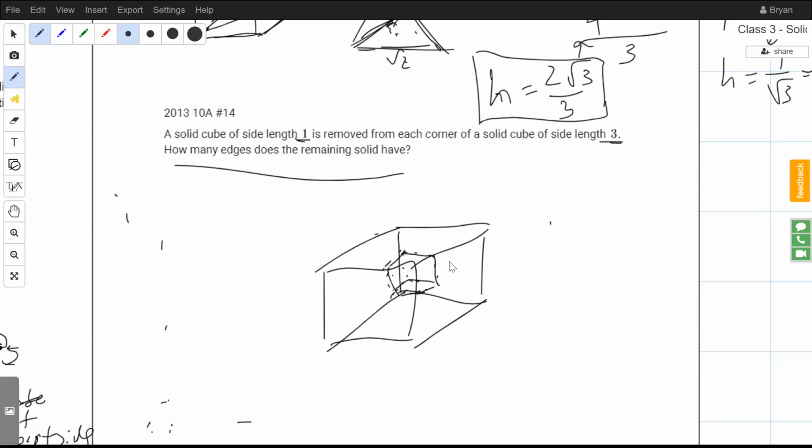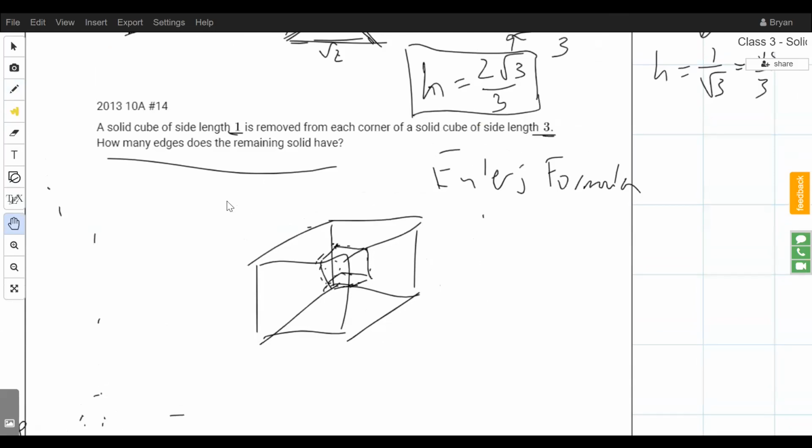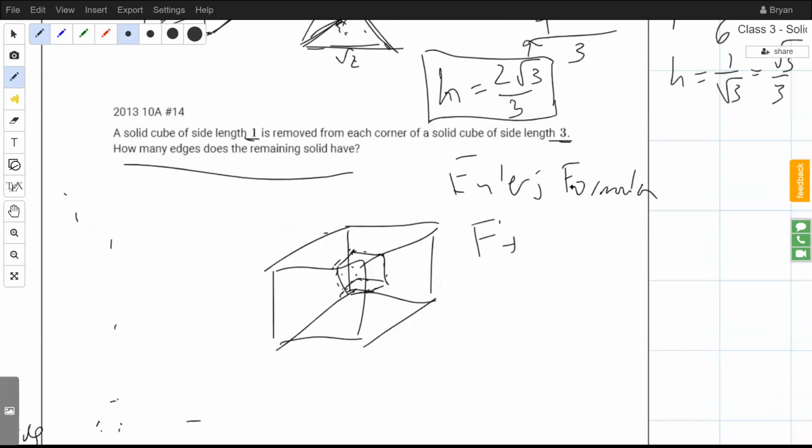You can do this in many ways, but I just want to go with Euler's formula, since I just mentioned it. We can use this method as a good exercise. Not 54, unfortunately. Basically, we know that F plus V equals E plus 2, right? So we want to find edges, so we want to know the total number of faces and total number of vertices.